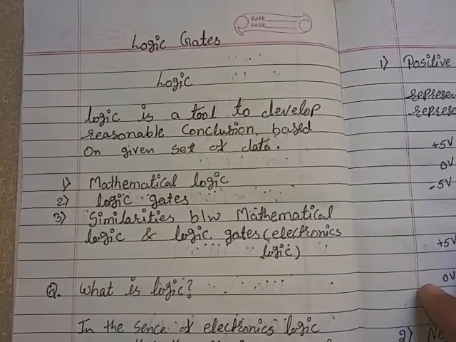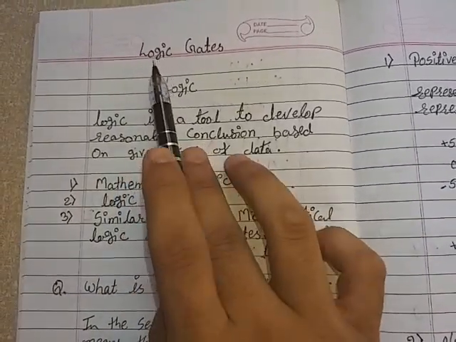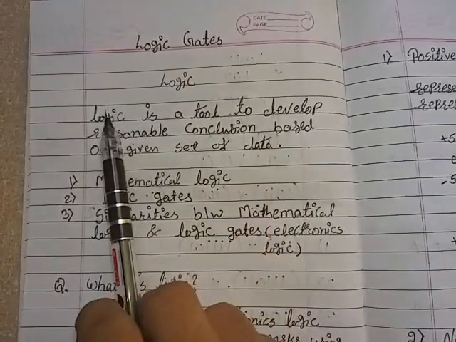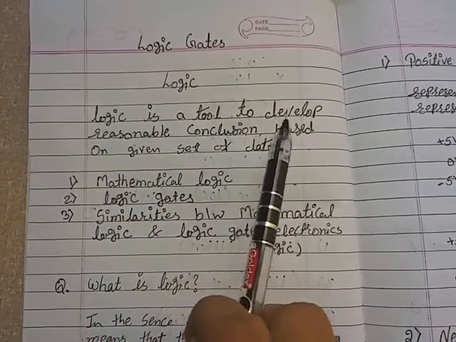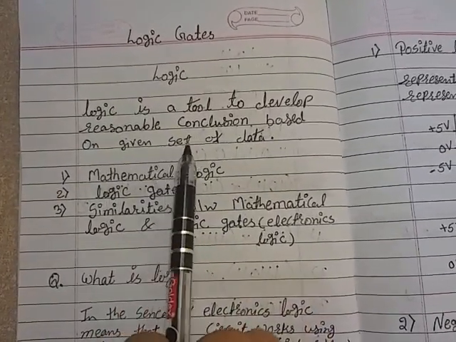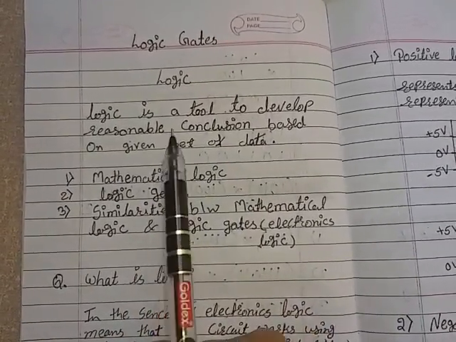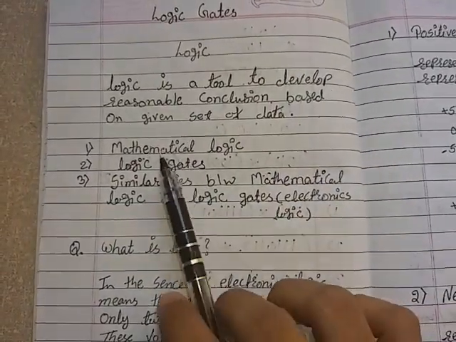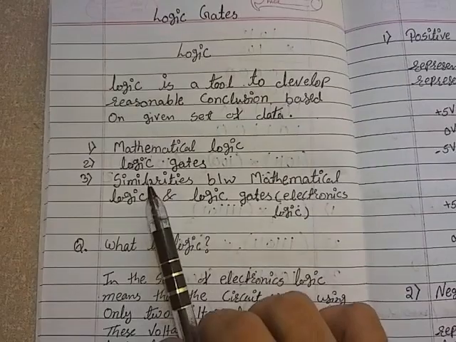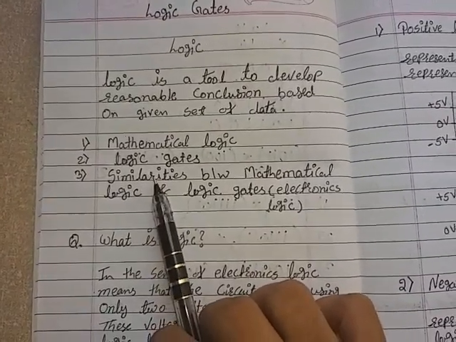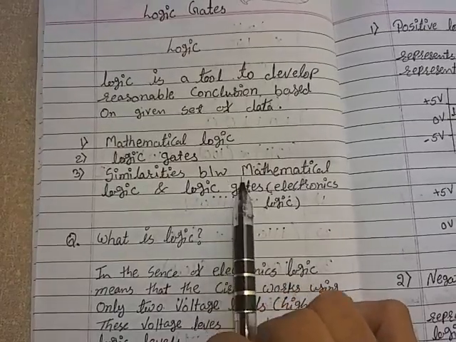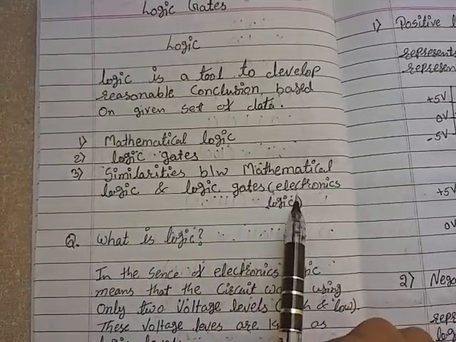Hello guys, today we are starting the new topic, logic gates. Now, what is logic? Logic is a tool to develop reasonable conclusion based on given set of data. In this chapter, we will learn mathematical logic, logic gates, and the similarities or differences between mathematical logic and logic gate, or we can say electronics logic.